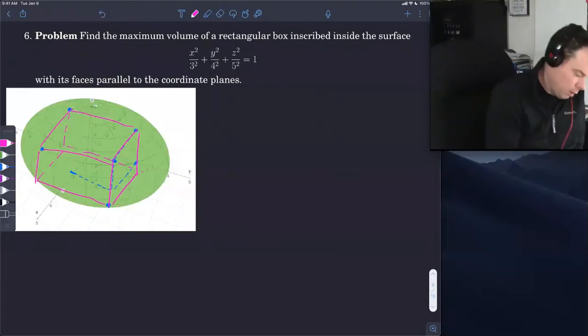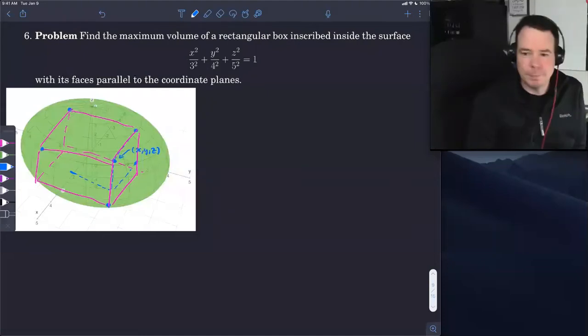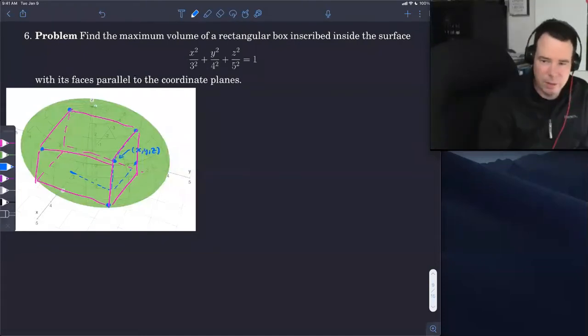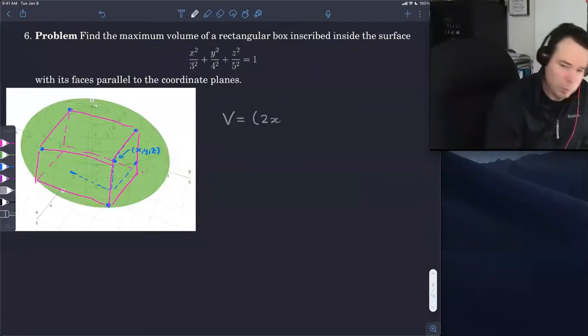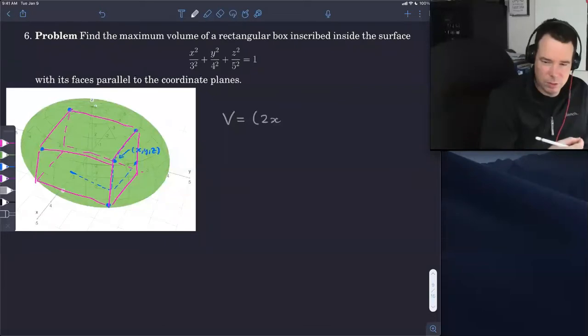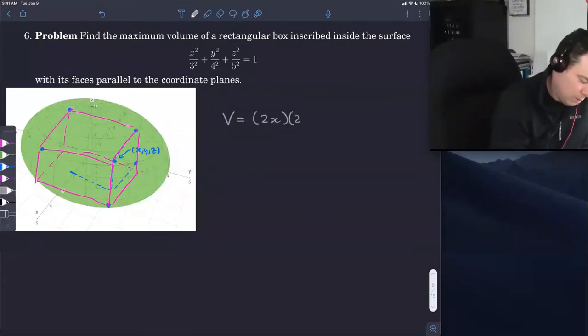So it really all depends on just the coordinates of a point x, y, and z sitting on the surface, because then we just extend it out by symmetry. So what does that mean? Well, it means that the volume of such a box is going to be given by the length times the width times the height. Since x coordinate and negative x coordinate are going to give us the length, the length is going to be 2x. Then we get a width of 2y and a height of 2z. And so we get a volume of 8xyz.